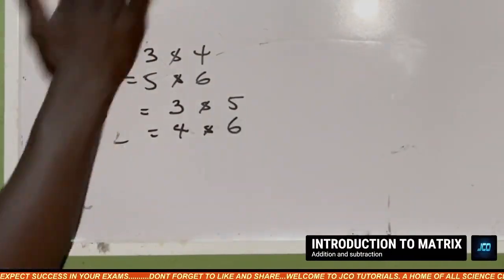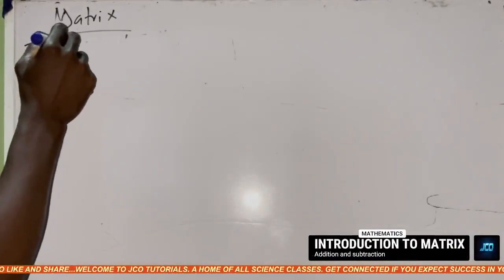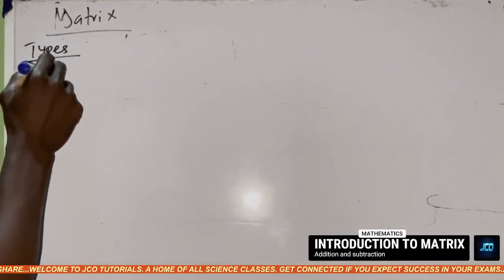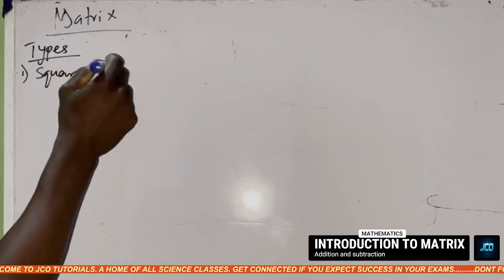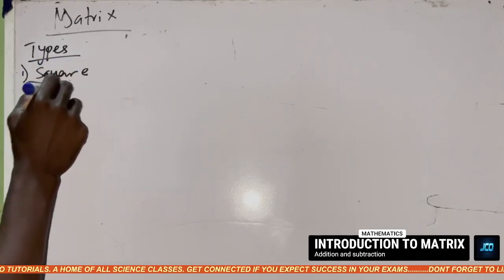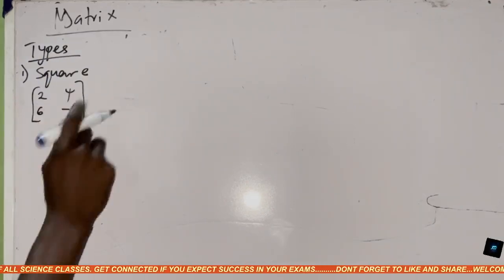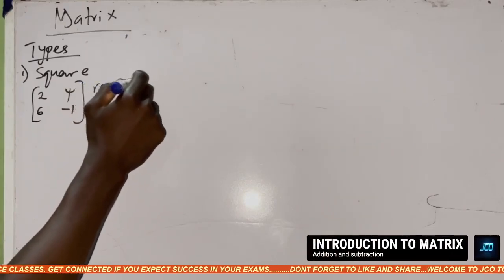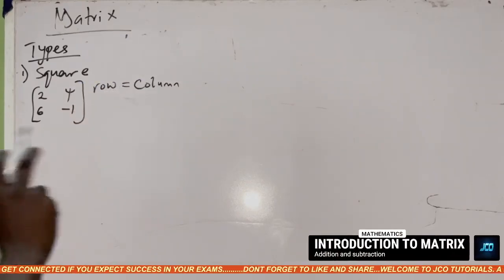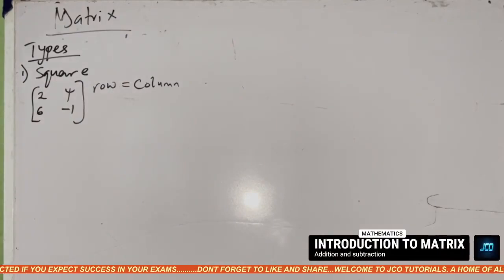Number one is the square matrix. You have the square. In this square, you have maybe 3, 4, 6, minus 1. This is square because the rows equal the columns. In a square, the number of rows is the same as the number of columns. We have 2 rows here and we also have 2 columns there. That is what defines the square matrix.